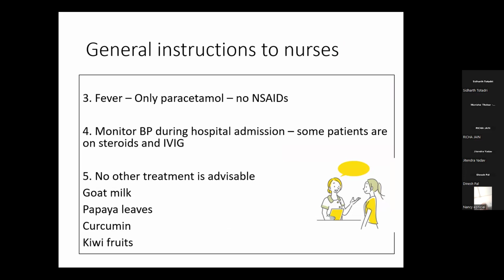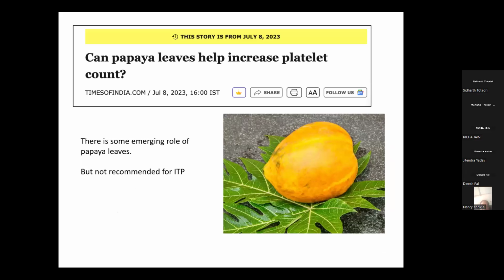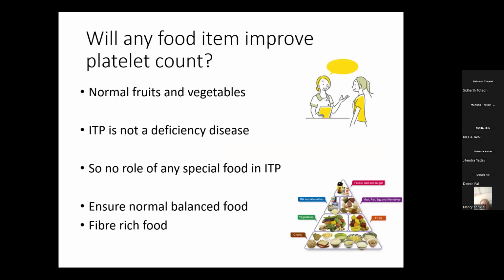Some patients are on steroid and IVIG. No other treatment is advisable. Goat milk, papaya milk, curcumin, kiwi fruits should not be advised to the patient. Some patients come to us and ask, can papaya leaves help increase platelet count? We say no, it is not recommended for ITP patients. Will any food improve platelet count? No. Basically, in ITP there is no food to improve the platelet count.